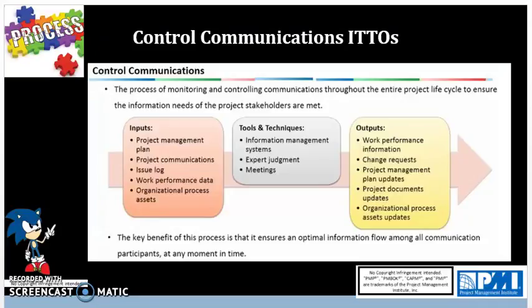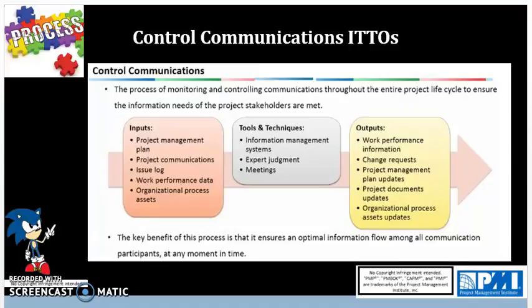Then we have issue log as an input, and it is a log of rejected changes that is coming from perform integrated change control. So the change log goes into manage stakeholder engagement, which becomes an issue log. So the issue log is a bunch of rejected changes manifested as issues and fed into this process to communicate what issues are there for the stakeholders. That's why we have this as an input. As a result, we will have change requests and fix those issues throughout this process.